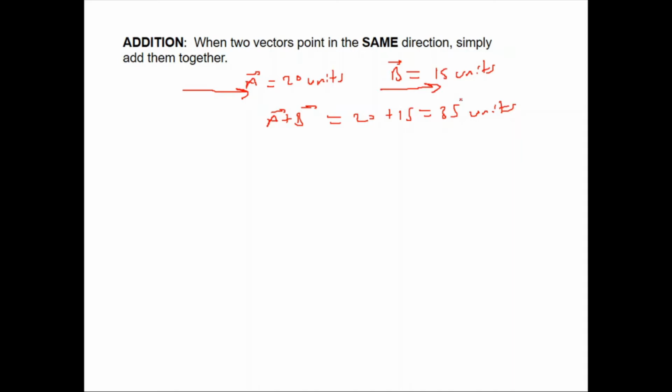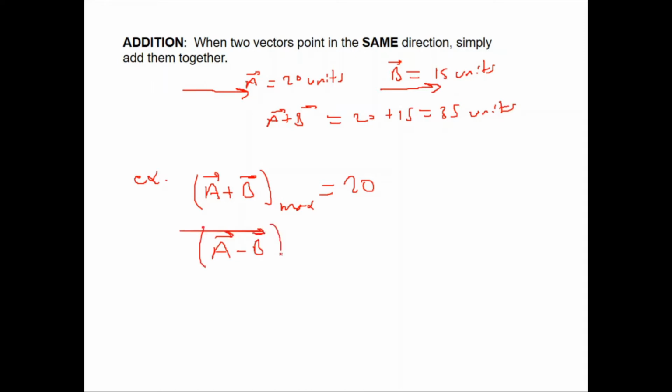In this example, assume we have two vectors, A and B. The maximum of A plus B is equal to, for example, 20 units, and the subtraction of A and B, I mean you subtract B from A, the minimum value of these two vectors is 6, for example, units. They may be newtons or meters per second or some other units. So what are A and B?